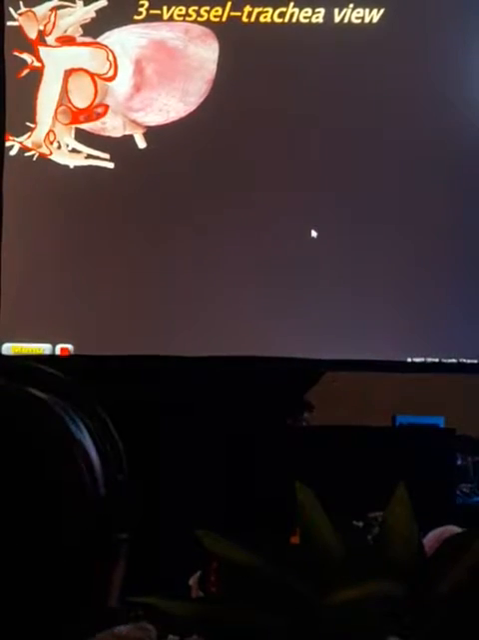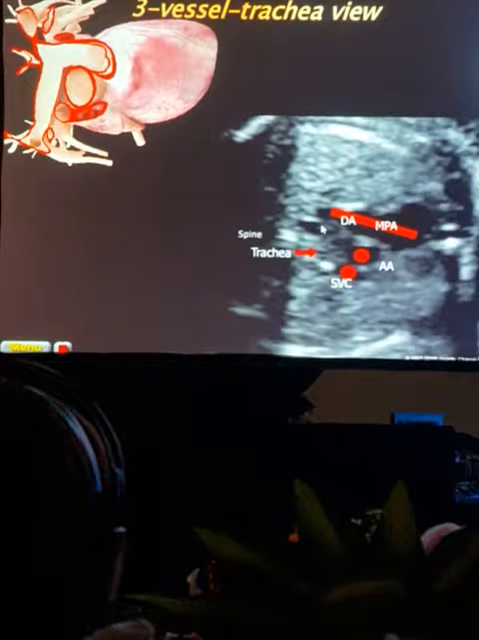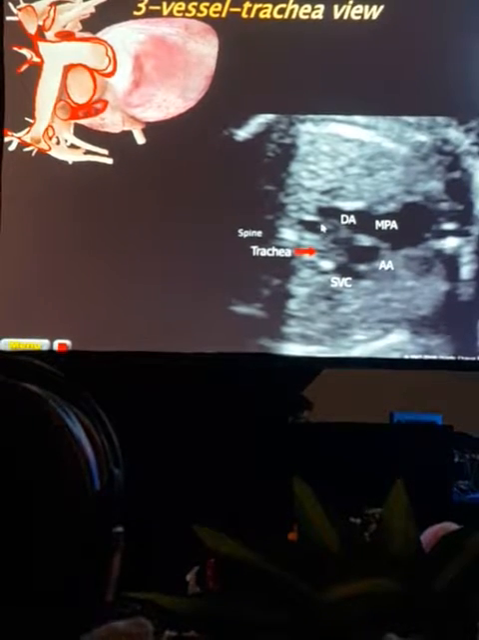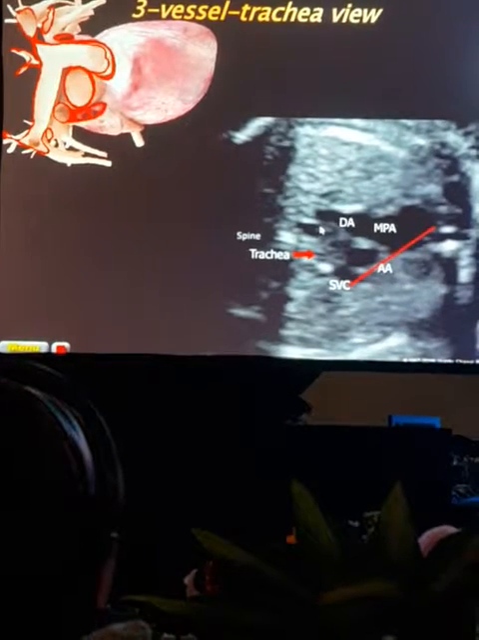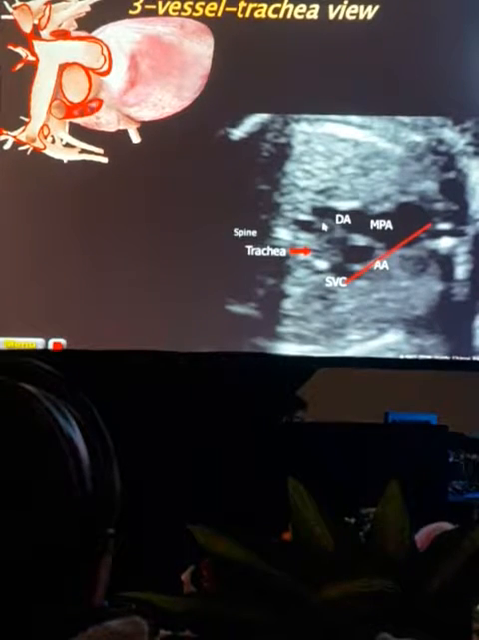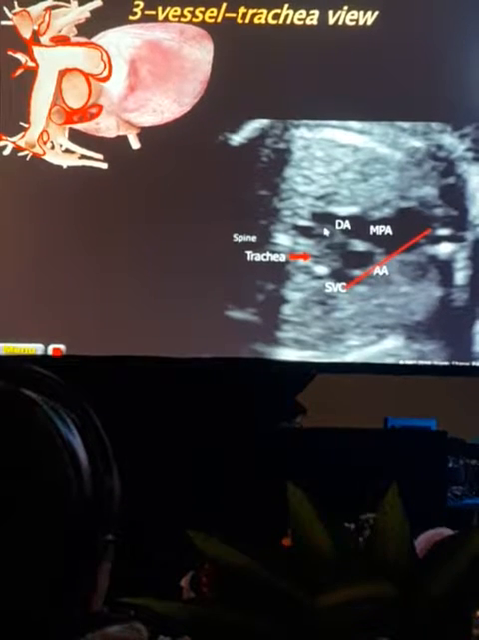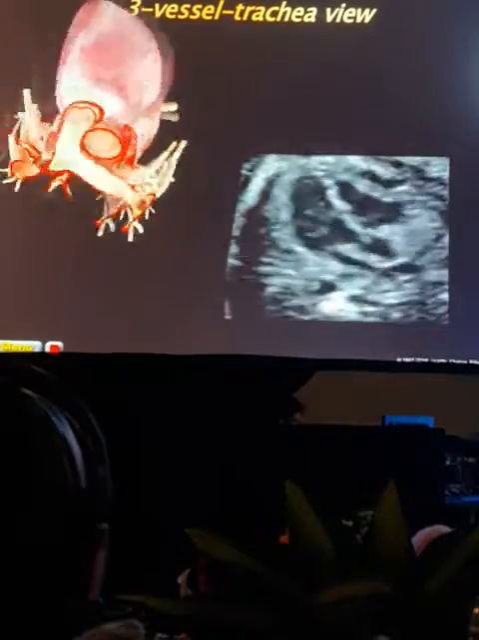Also notice the difference between the size of the ascending aorta and the size of the descending aorta. Why is there such a big difference? Because between the ascending aorta and the descending aorta, the circulation has already lost the circulation to the brachiocephalic arteries and to the coronary artery. So 16 to 18% of the blood flow has gone away. So by the time you get to the descending aorta, there is less blood that is available.